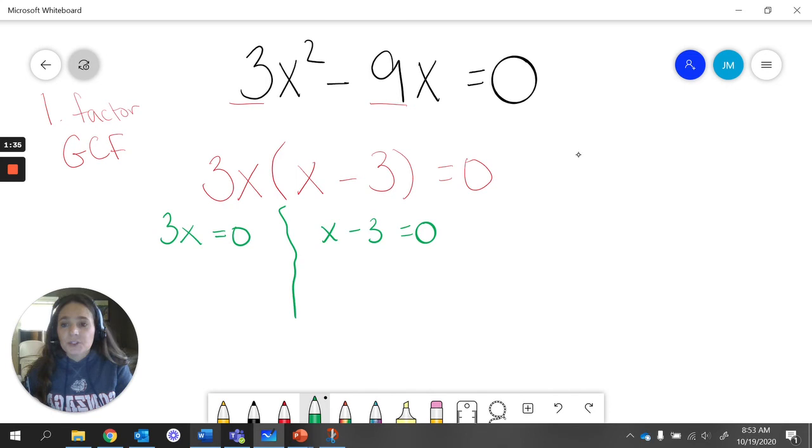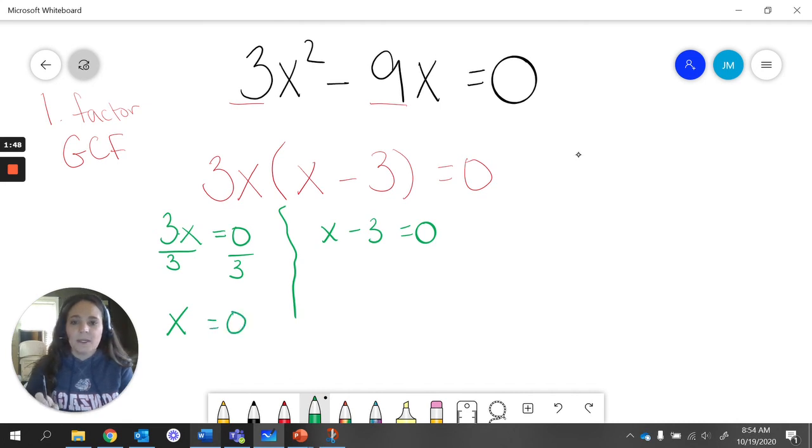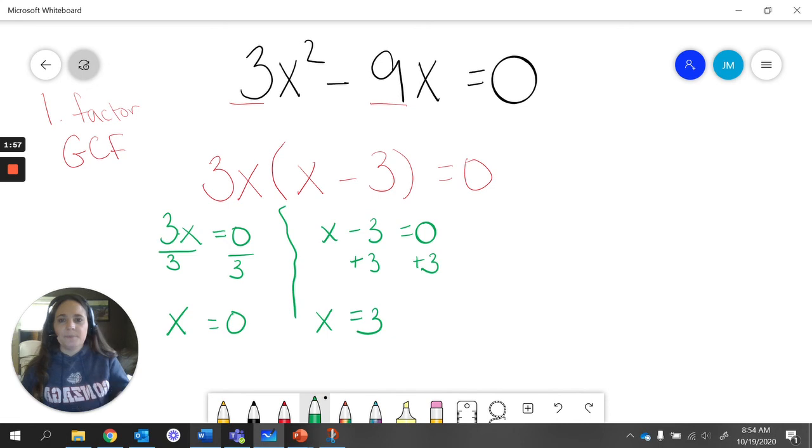So for this first one, 3 times x, that's what 3x means. To undo times, we do the opposite, which is division. So we take 0 divided by 3, which is just 0. On the other side, x − 3 = 0, we add 3 to both sides. So x is equal to 3. Okay, go try one.